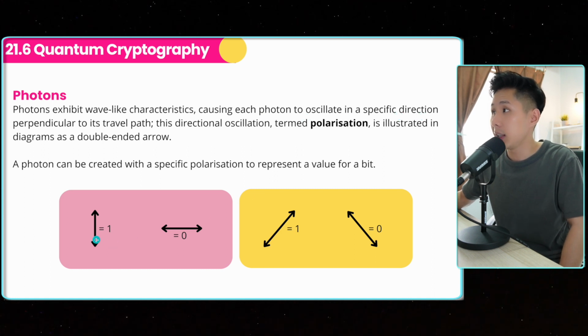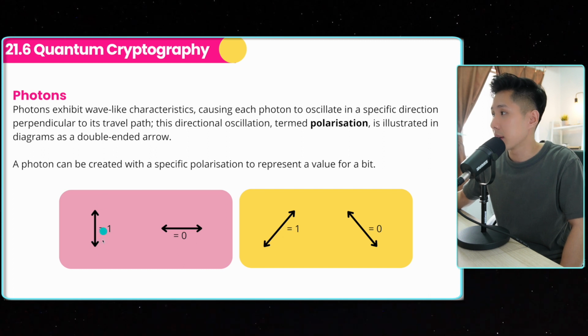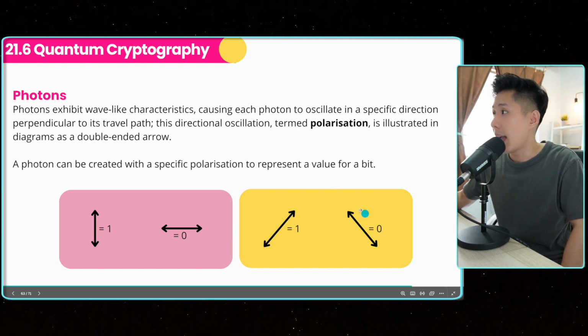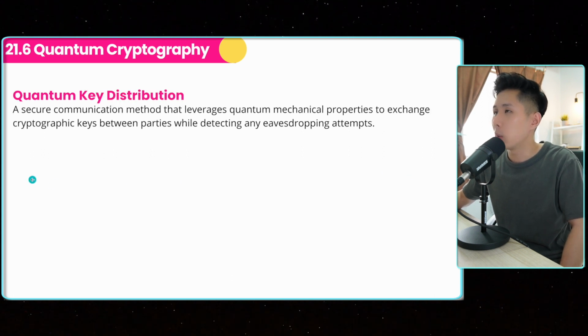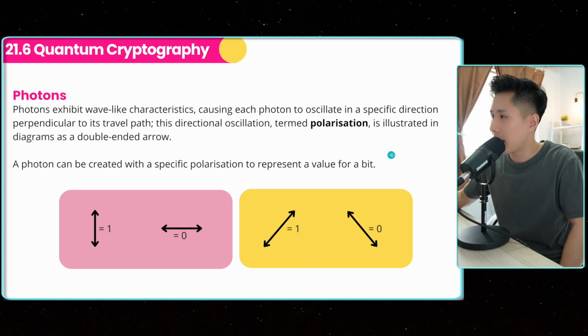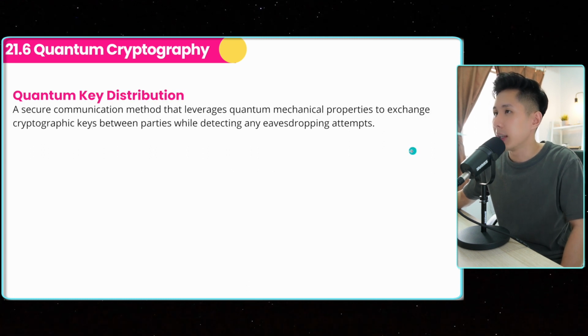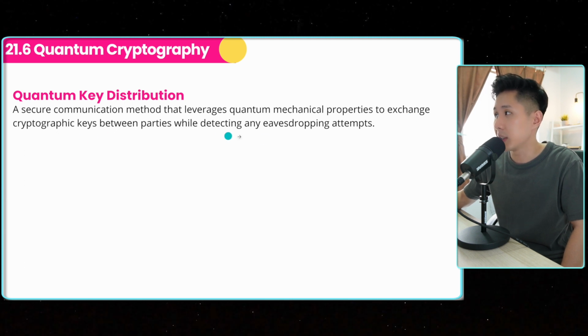So they can oscillate horizontally and vertically, but also sometimes diagonally. And this directional oscillation, termed polarization, is illustrated here. And how this works, the algorithm that uses photons is called quantum key distribution, a secure communication method that leverages quantum mechanical properties to exchange cryptographic keys between parties.